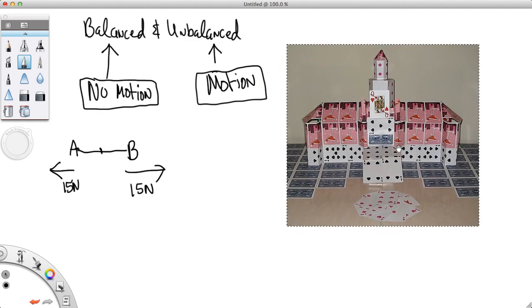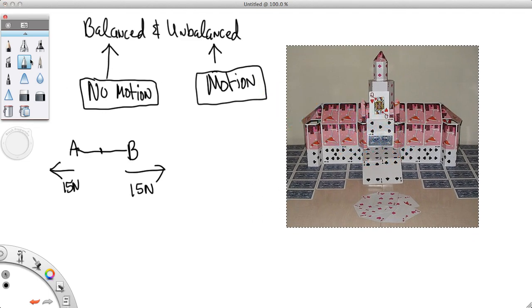Here is an example of balanced forces. Every one of these cards has a balanced force on it, which is why they're not moving. They're staying stationary. These are balanced. If they were unbalanced, the cards would be moving and the castle would be collapsing. But in this case, this is balanced, no motion.